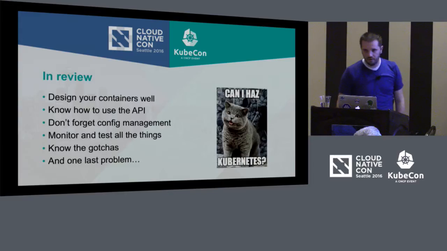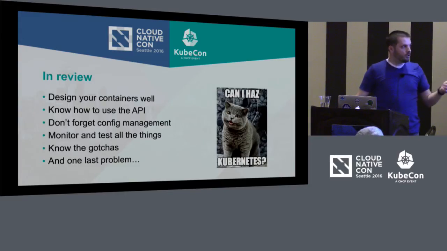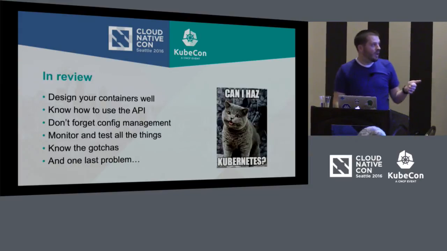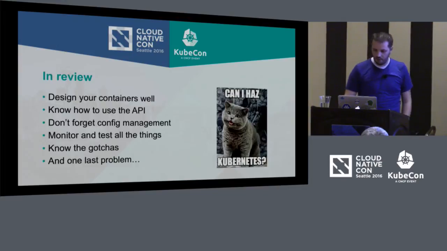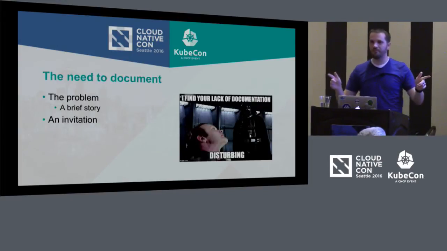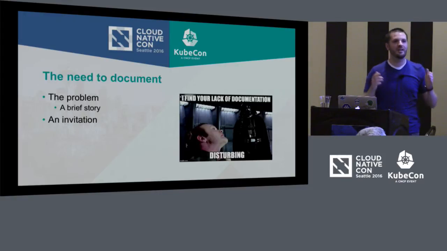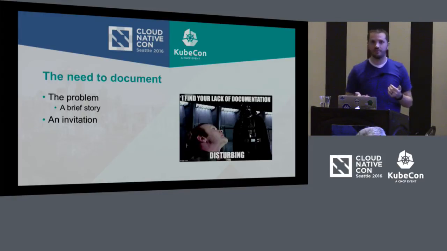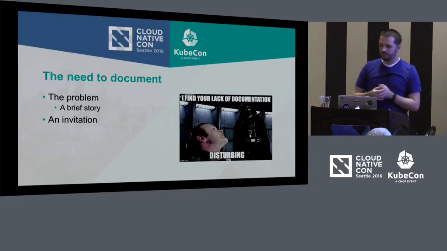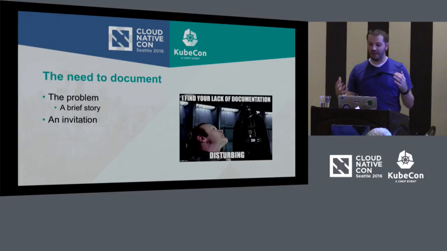Don't forget the role of config management. Make sure you are monitoring and testing all the things. Know the gotchas, some of these different examples we gave, and then just one last problem to go over. The need to document. There's actually been some mention about the state of documentation inside of Kubernetes. Now, actually, I find the documentation useful, but there's still some big gaps.